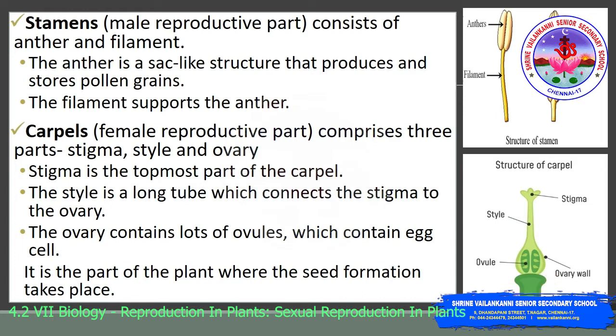The stigma is the topmost part of the carpel. The style is a long tube which connects the stigma to the ovary. And the ovary contains lots of ovules which contain the egg cell. It is the part of the plant where seed formation occurs.